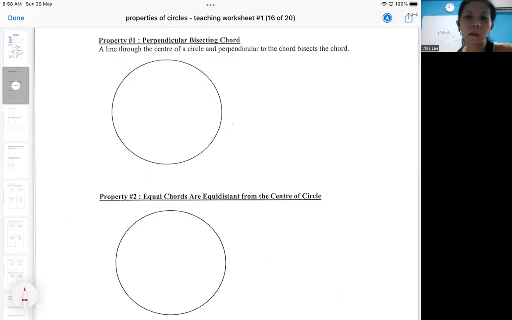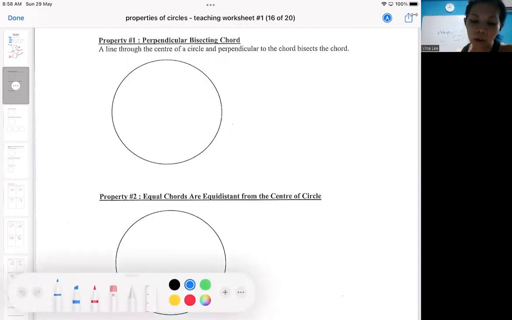The first two properties that we are learning are more towards the symmetrical properties rather than the angle properties. So for property number 1, we are dealing with perpendicular bisecting chord. That is the proper name that we want to write in our statement: perpendicular bisecting chord.